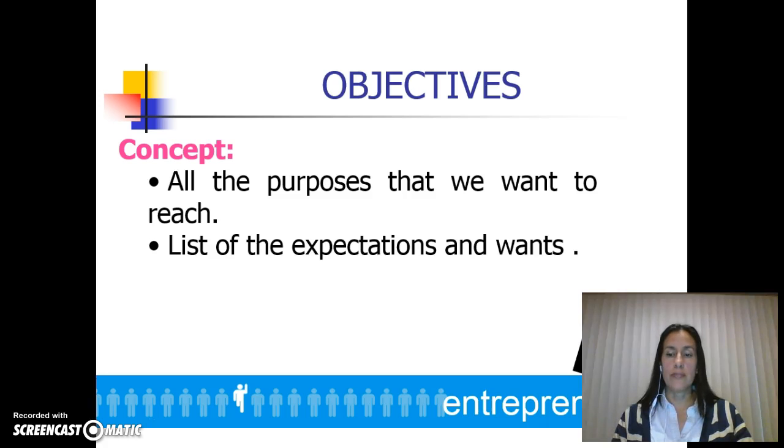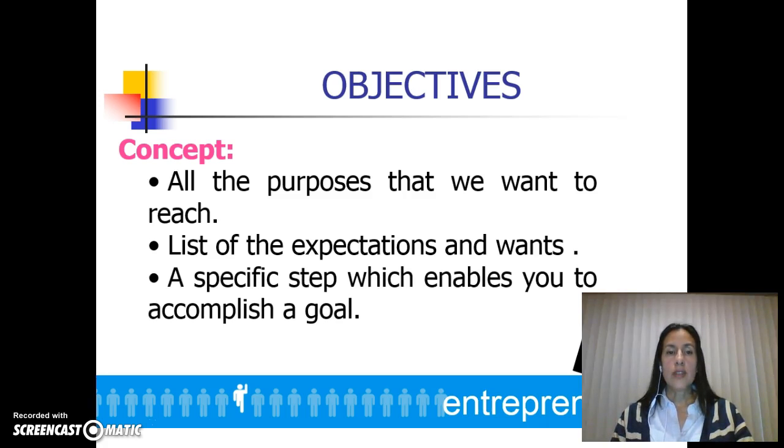to achieve that goal. And also, the objectives include a specific step that you have to take in order to accomplish your goals. So if you have those objectives and you work for them, at the end, you will accomplish your goals.